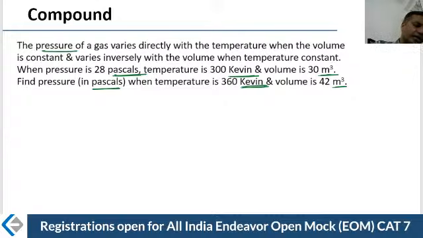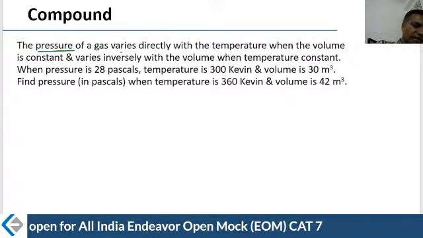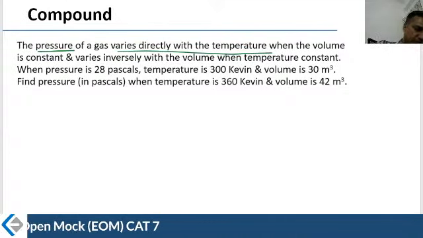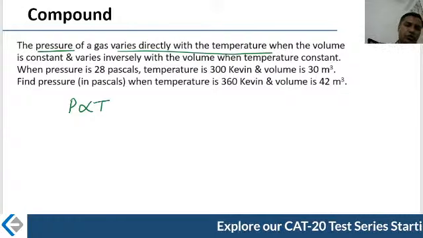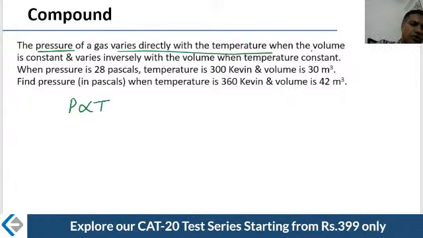Okay, let's first understand what the compound relationship is here. Now listen to me, friends. There are three things: pressure varies directly with the temperature. This is how you write it: pressure varies directly with the temperature, when the volume is constant. Now you will say that V is constant. Keep it.